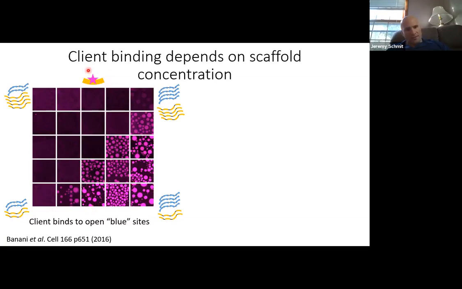What we're looking at is a fluorescently tagged client here. And on the axis here, we're looking at the stoichiometry of the scaffolds. So this is as I'm increasing my blue scaffold concentration, this is increasing my yellow scaffold concentration. And what shouldn't be surprising at all is that as I increase the concentration of blue scaffold, I get more fluorescence, okay? If I have an excess of blue over here, there's more places for these yellow clients to bind, and so my fluorescence is going to go up.